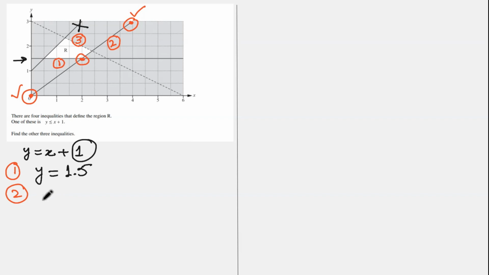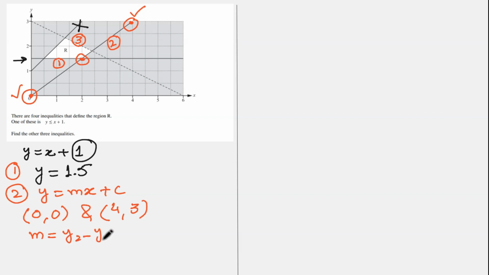So the equation is y equals mx plus c. To find m, I have chosen 2 points. The first point is (0, 0), the origin, and the second point is this one on the line, which is (4, 3). So let's determine the value of m first, and m is y2 minus y1 over x2 minus x1.